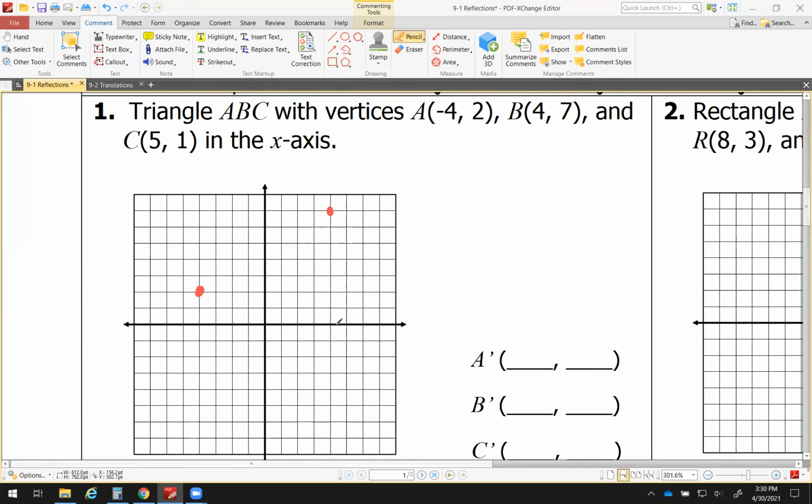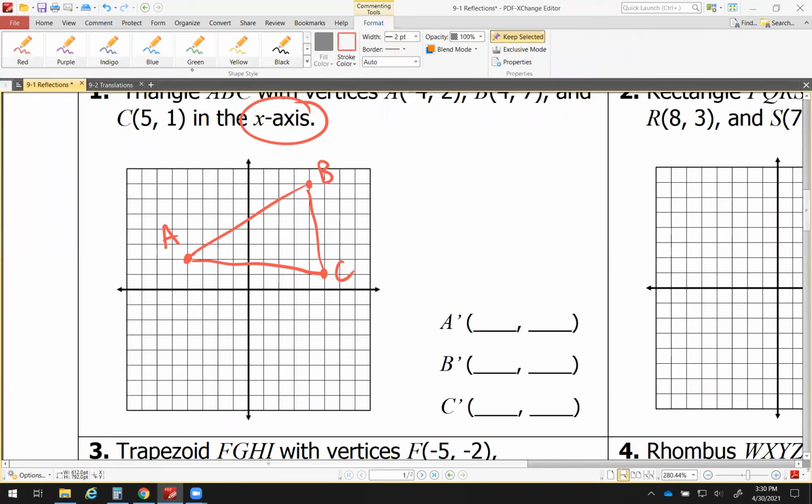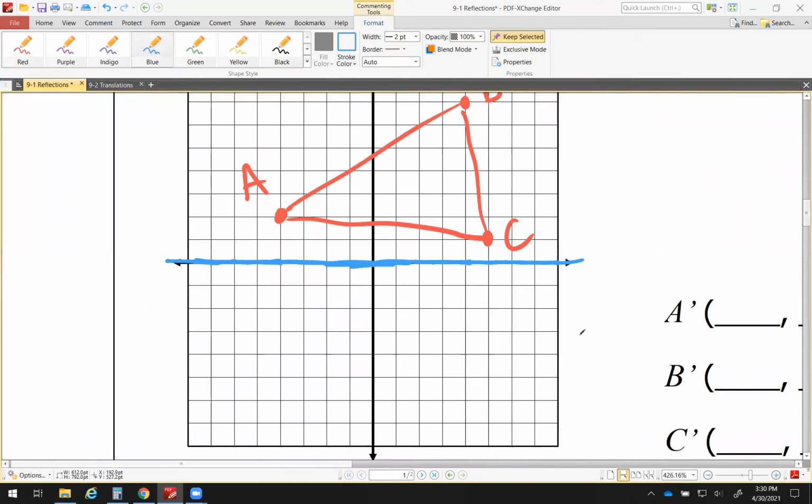And C is at 5, 1. So there's A, B, and C. And if we connect those dots with even kind of straight lines here, it doesn't have to be perfect art, we are going to be flipping this over the x-axis. And so what I'm going to do here is I'm going to kind of highlight the x-axis here as our line of reflection. There it is, it's nice and blue.